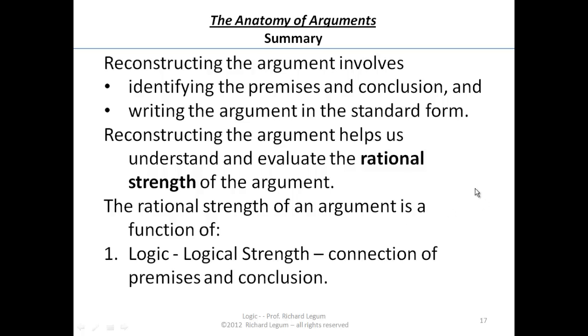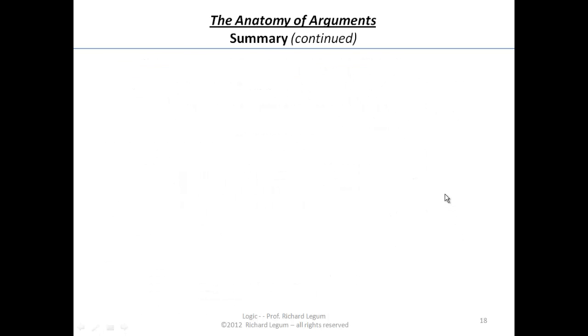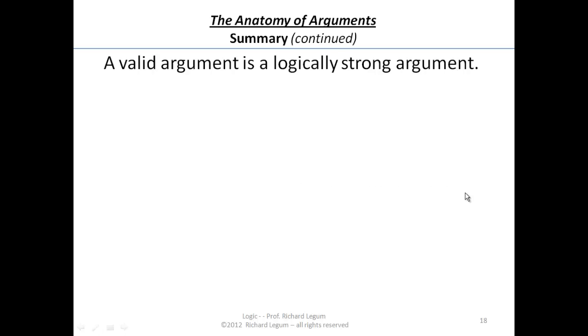That is, if an argument is rationally strong, it's logically strong. And the logical strength is the logic, the connection of the premises to the conclusion. And that's really what we're going to be focusing in on for this series of lectures. But in addition to which, we need to have rationally strong premises as well. And in honing in on the connection, the logically strong argument, we know that if an argument's logically strong, we're going to call it valid.